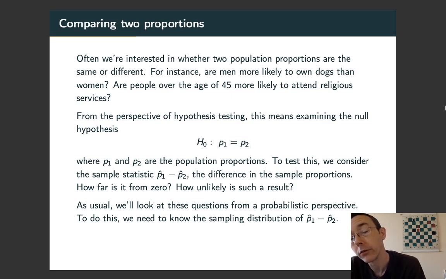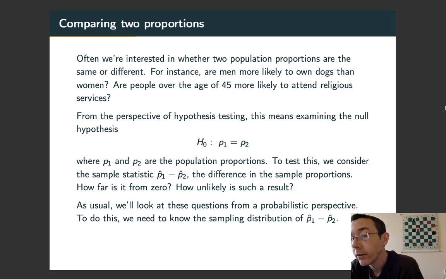We're going to look at the difference. We're going to say how likely or unlikely is the P1 hat minus P2 hat that we got through random chance, assuming that P1 and P2 are the same, that the population proportions are the same. By the way, notice that P1 equals P2 is the same thing as saying P1 minus P2 equals 0. So that's kind of where the P1 hat minus P2 hat is coming from.